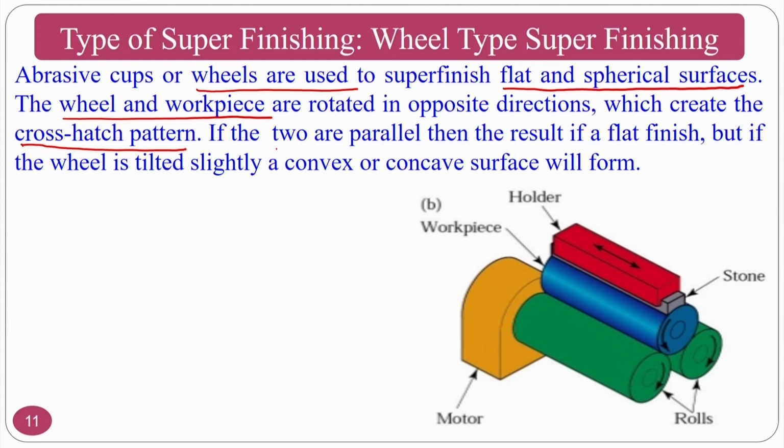If the two rollers are parallel, then the result is a flat finish, but if the wheels are tilted slightly, then convex and concave surfaces will form. Normally, if both are rotating in the parallel direction, that means the same direction, then you will get a flat finishing surface. And if you tilt these rollers, like tilting like this or tilting like this, what will happen is that you will get a concave shape or a convex shape.